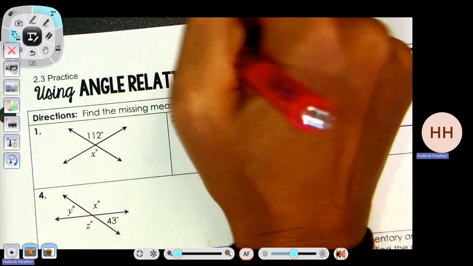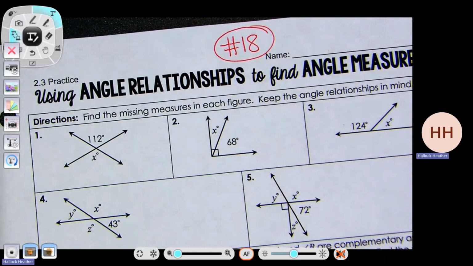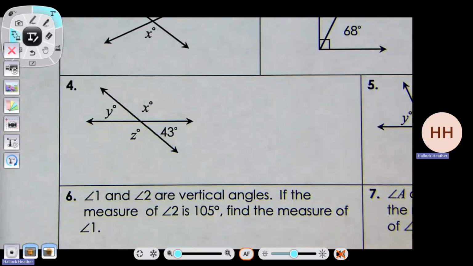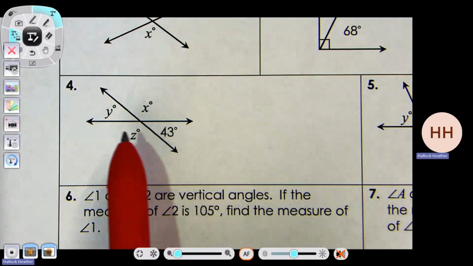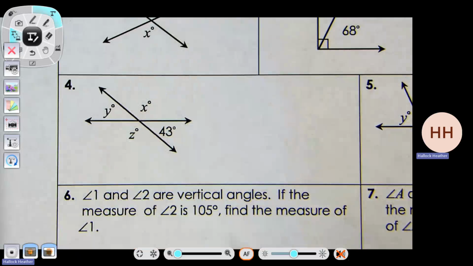This is number 18. So let's start with number 4. Number 4 has a lot of things going on in your picture. You have X's, Y's, and Z's. Some of you are super high level thinkers and you can just mess with the numbers and figure it out, which is fine. Some of you need a process to follow. So whenever you have X, Y, and Z problems, I think it's easiest if you start with just finding X and then find Y and then find Z. So if you go in alphabetical order, sometimes that helps.